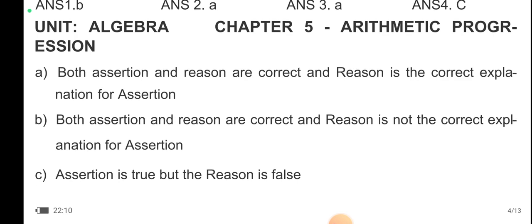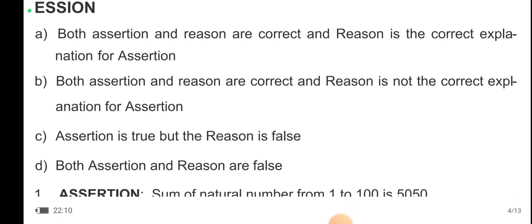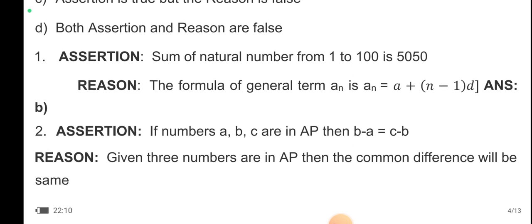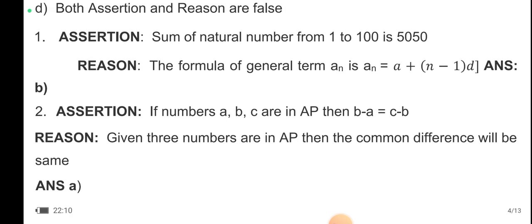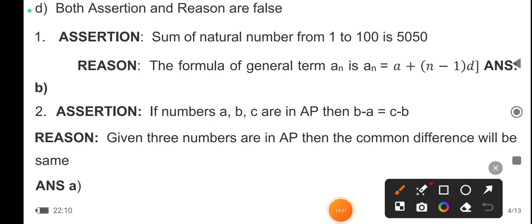In today's video, the last concept, chapter 5 AP, we are going to discuss. Sir, these sums are easy, you may feel like that, but even this type of sum, when it comes, children are making errors. You don't make errors. The sum of natural numbers from 1 to 100 is 5050. Correct? Correct.